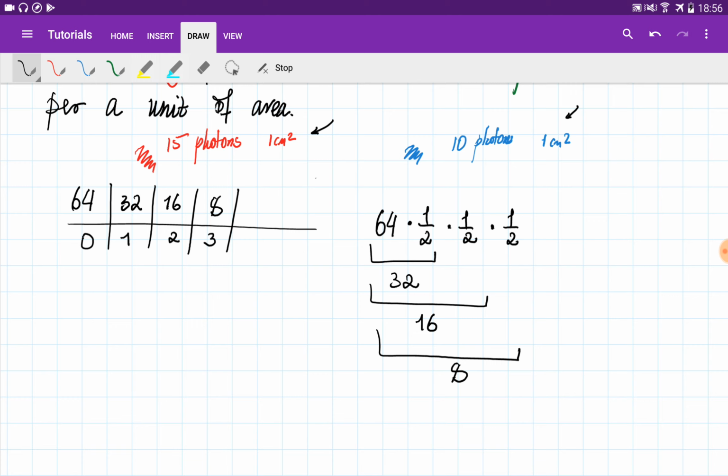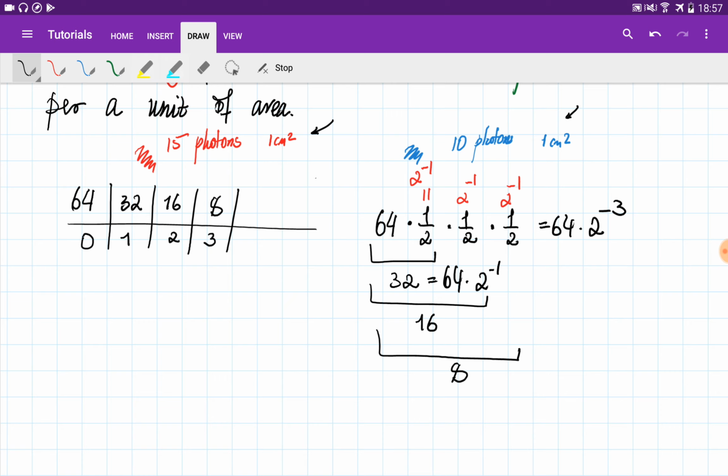I would like to write this down as a formula. Please note that you can write 1 over 2 as 2 to the power of minus 1. So the multiplication of 2 to the power of minus 1, 3 times, is going to be 64 multiplied by 2 to the power of minus 3. This is the amount of apples I'm going to have after 3 hours. The amount of apples after 1 hour is 64 multiplied by 2 to the power of minus 1, right?